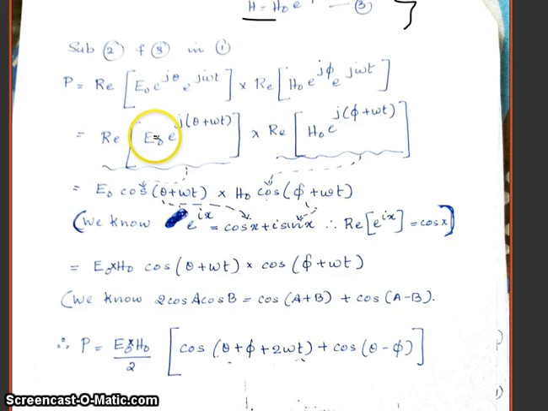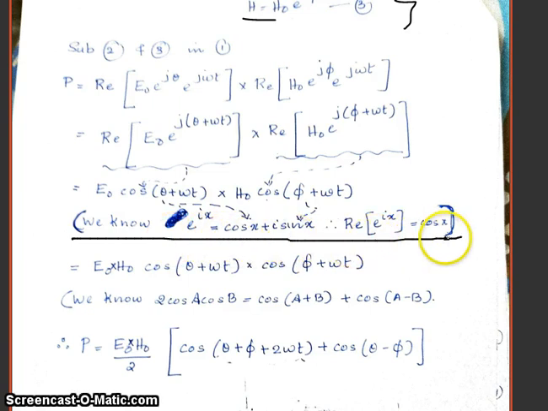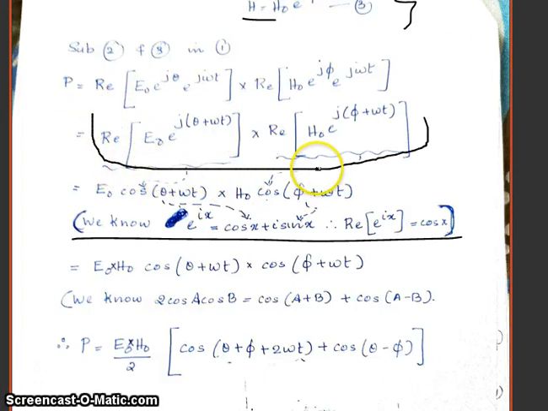Now this E naught is a constant, I am taking it out. So I can write E naught into real part of e raised to j of theta plus omega t. And you all know that the real part of e raised to j of theta plus omega t is cos of theta plus omega t. This is based on this identity, that is, we know e raised to ix is equal to cos x plus i sin x. We already studied this in our mathematics paper. So if we want to take the real part of e raised to ix, then it will be cos x. So making use of this identity, I am rewriting this equation, this one, as E naught is a constant.